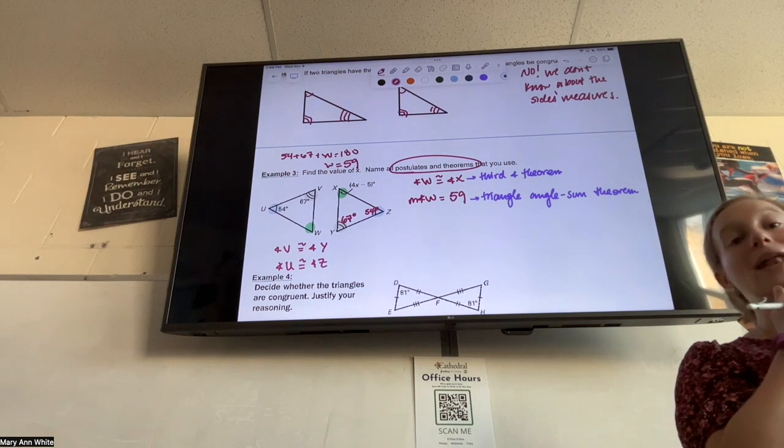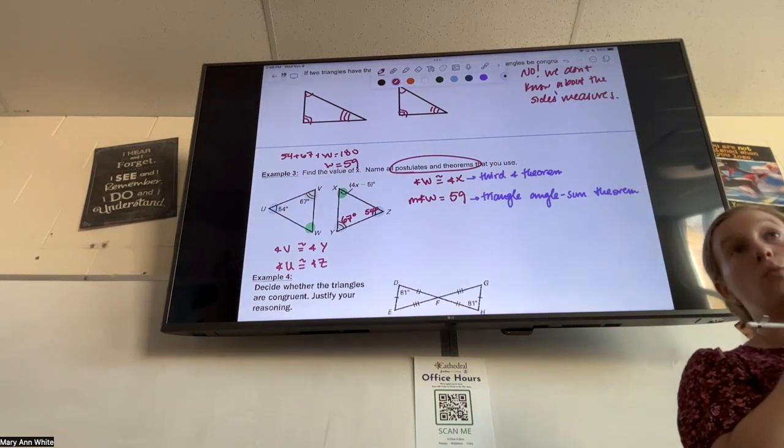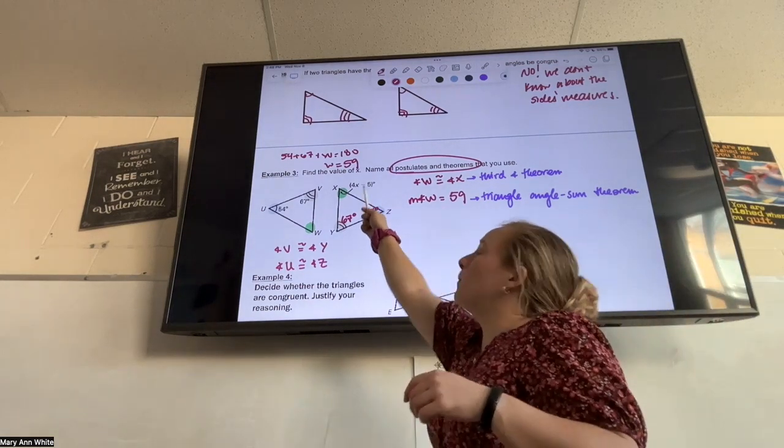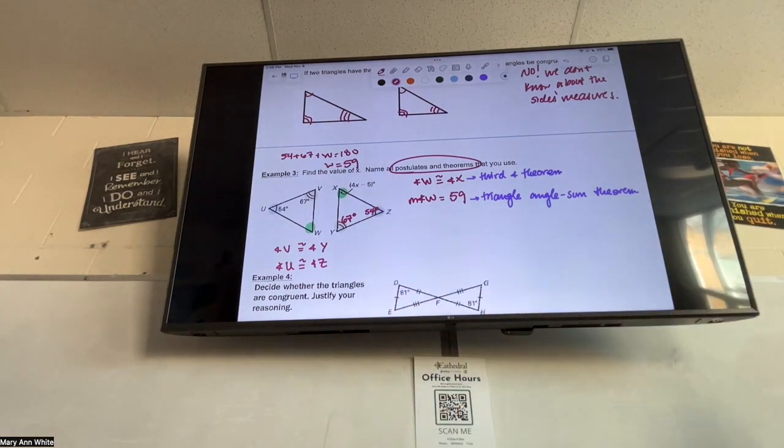Now we want to figure out what X is. How do we know? Alex, help me out. 4x minus 5 is equal to 51. Exactly. And why are we allowed to do that? Why are we allowed to set those two equal to each other?